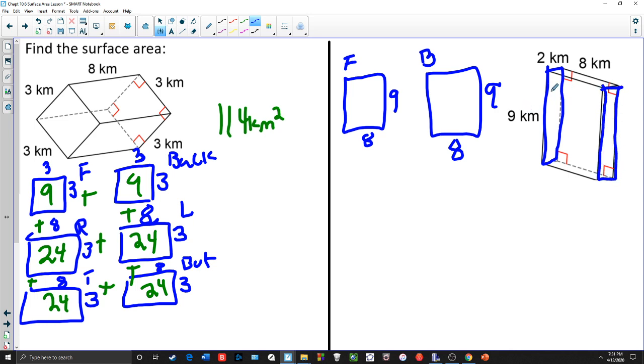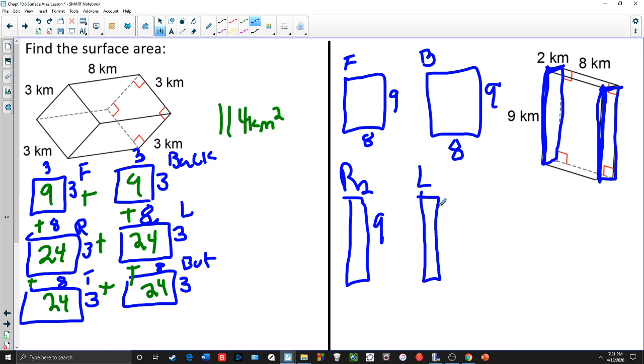And so we have this one, which is 9 by 2, and this is also 9 by 2, because again, they're going along the same edges there. So my right side is a fairly skinny rectangle, 9 by 2. My left side, I keep doing my cursive L. Whoops, I didn't want to erase all that. 9 by 2. And then my left side is also 9 by 2.